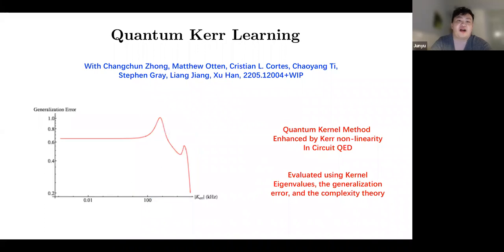And I also have some other works about doing quantum machine learning in analog devices, where we find that the quantum kernel method could be enhanced by some kernel nonlinearity in circuit QED, which is a technique from quantum optics. We are working together with people in the lab and finding that these features for multimode photons might be very helpful for some machine learning tasks, and we have some work along this line too.